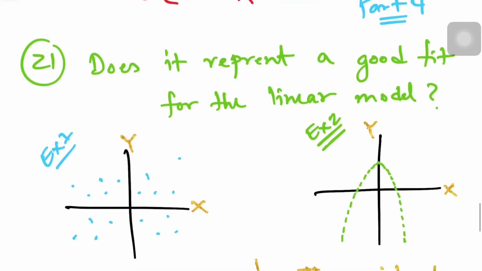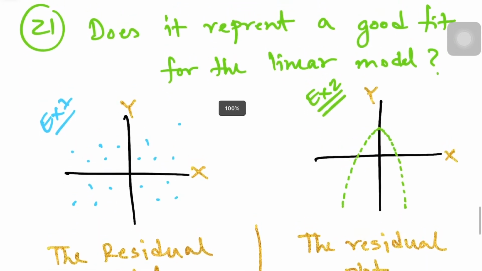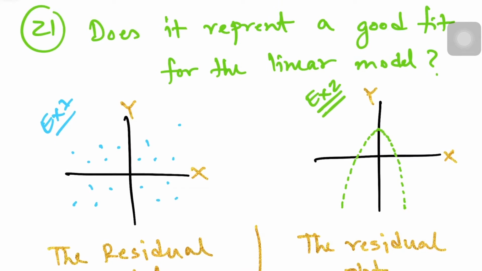So let's review Algebra 1 Part 4. Let's take a look at question number 21. Does it represent a good fit for the linear model? They give us two different residual plots, example 1 and example 2. So what do you think? Does it represent a good fit for the linear model when the residual plots are given?